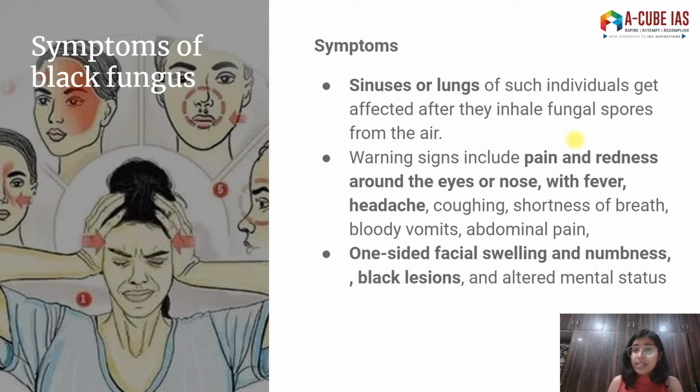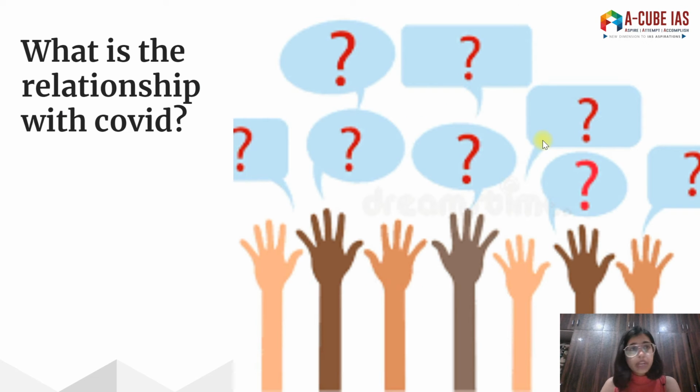Or it can be even one-sided facial swelling, numbness, black lesion, or altered mental status. So these are certain symptoms of black fungus disease. Of this, the initial symptoms are like symptoms that you can bear, but development of swelling, numbness, and black lesions is a very severe stage. That is something a person should not reach, and early recognition is very important. For that reason, symptoms should be taken care of.